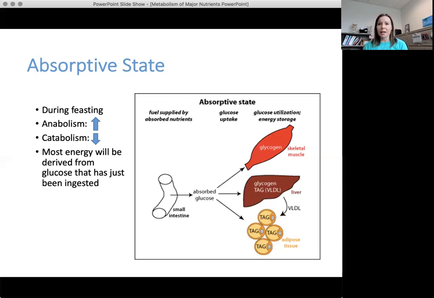Lipolysis, the breakdown of lipids. No, that one's not happening. Protein synthesis, is that happening during this time? Yes. Proteolysis? No, that one's not happening. So typically the genesis or synthesis or anabolic reactions are happening, and the breakdown reactions are not happening during the absorptive state. At this point, you have plenty of nutrients, so you're just building up your energy stores.